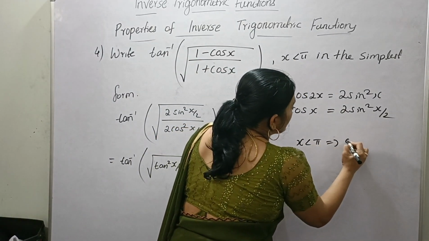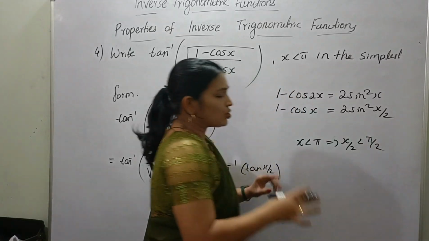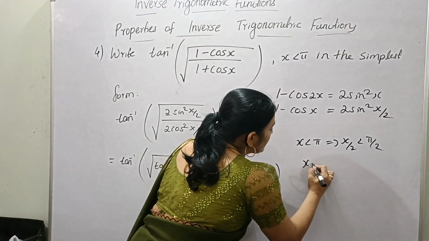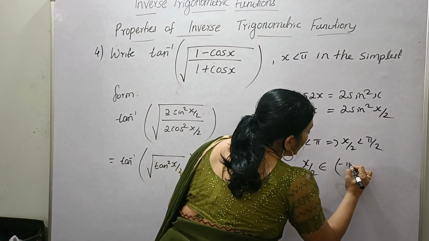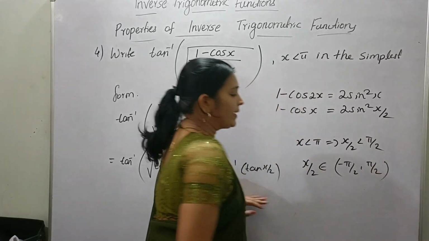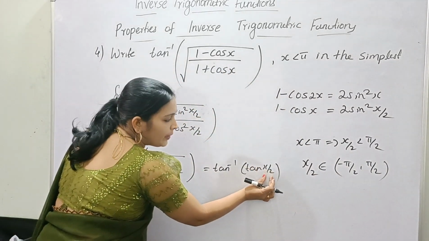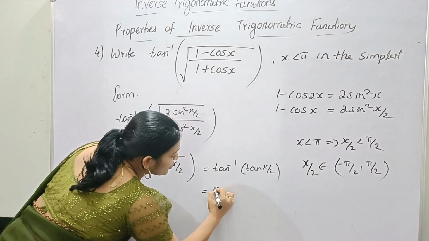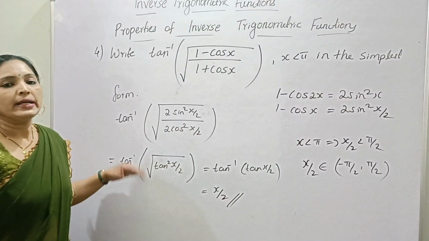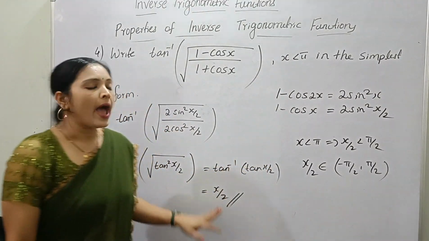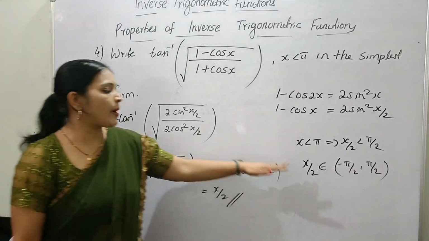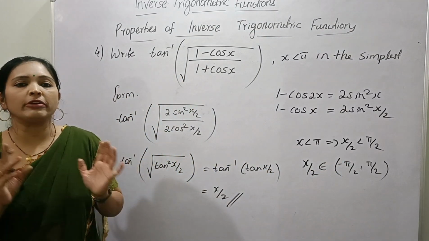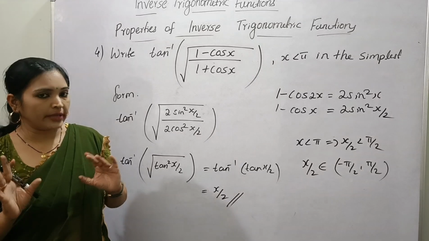x less than pi implies x by 2 less than pi by 2, right? So this x by 2 is a value less than pi by 2. So therefore we can write x by 2 belongs to the interval minus pi by 2 to pi by 2. Therefore it is equal to x by 2. Tan inverse of tan x by 2 is nothing but x by 2, since x by 2 belongs to the open interval minus pi by 2 to pi by 2. That is the principal value branch of the tan inverse function.